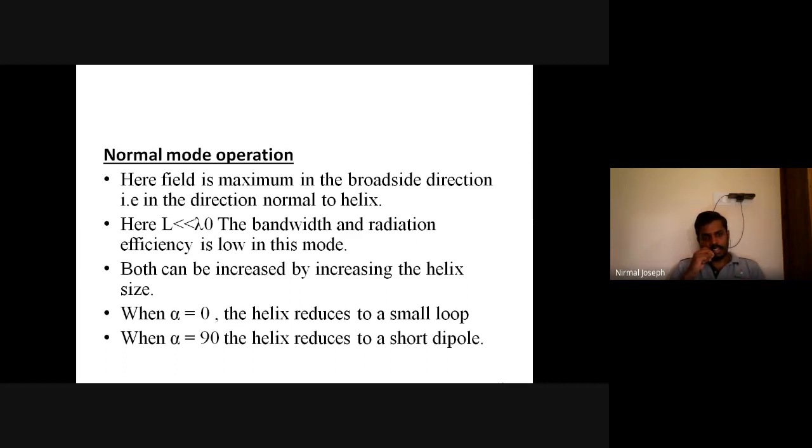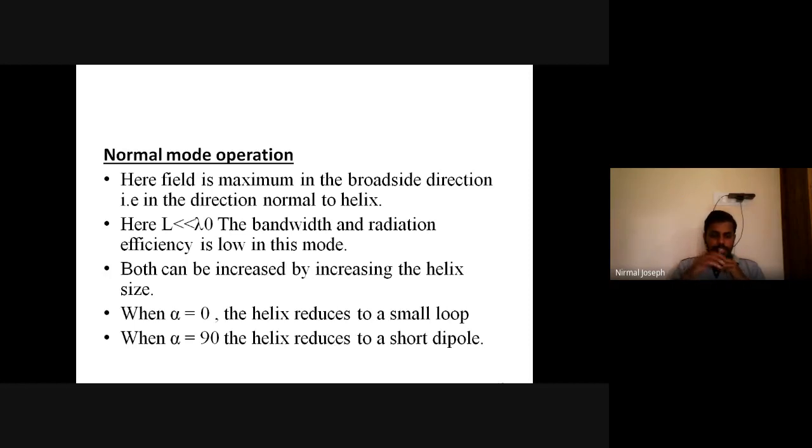Here the bandwidth and radiation efficiency are low. Bandwidth is low, which is quite understandable since L is much, much less than lambda. We cannot operate it for a large range of frequencies, so bandwidth will be less. So how can it be increased? Just increase the helix size. Both can be increased by increasing the helical size.